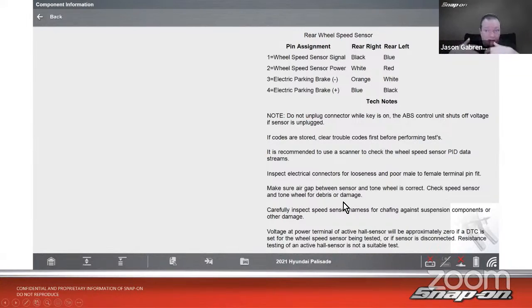So this is kind of rolling everything all up into one. Carefully inspect the speed sensor harness for chafing against suspension components or other damage. Voltage at the power terminal of an active Hall effect sensor will be approximately 0 if a DTC is set for the wheel speed sensor being tested, or if a sensor is disconnected. Resistance testing with an active Hall effect sensor is not a suitable test. So you can't test them like you used to test the old ones, for continuity or any of that. You can't disconnect it and expect to get a signal. Basically, as soon as it disconnects or it notices any issues with it, it will turn off the power to it. So that is one other wrinkle in trying to diagnose these.